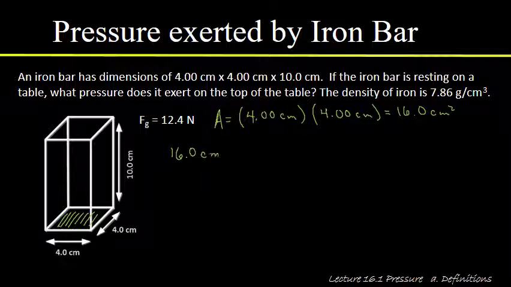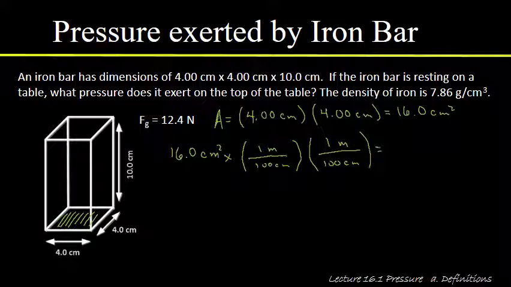Converting square centimeters to square meters. We'll use our standard metric conversion. 1 meter is 100 centimeters. All right. But because of the square in the units, we've got to do this twice. And this gives us 0.00160 square meters.